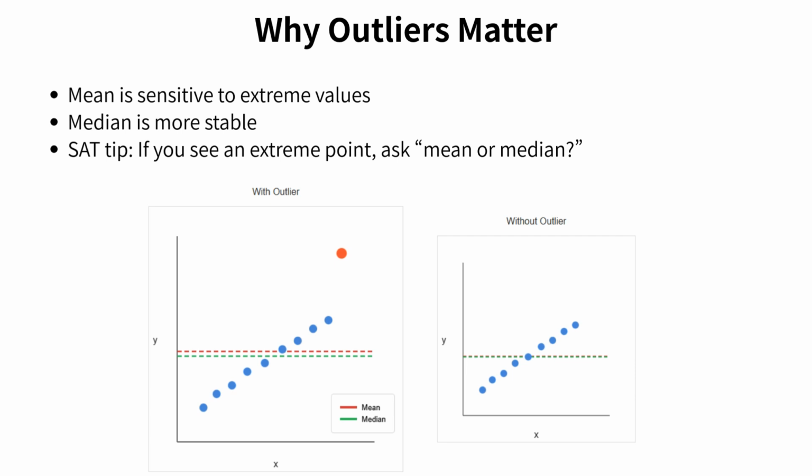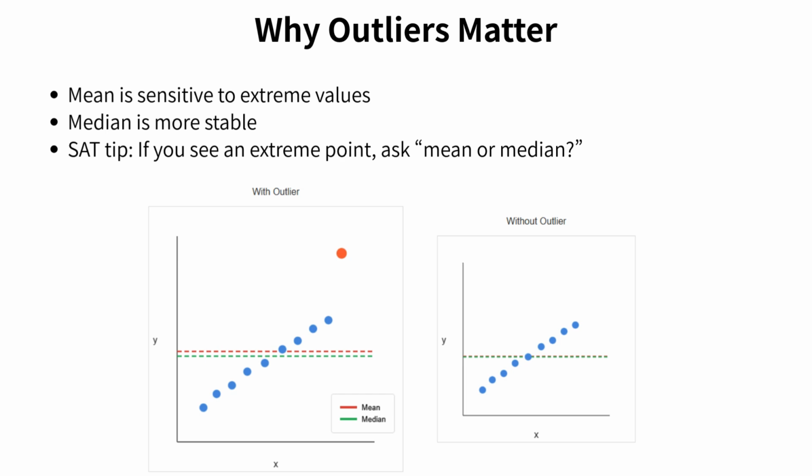The median, on the other hand, depends only on position. It cares about order, not magnitude. That's why the median stays almost in the same place, even when the outlier is added. Now here's the SAT level question. If the problem asks, which measure better represents the typical value? You must stop and ask yourself, is there an outlier? Is the data skewed? Is one point dominating the calculation? If yes, the mean may be misleading.